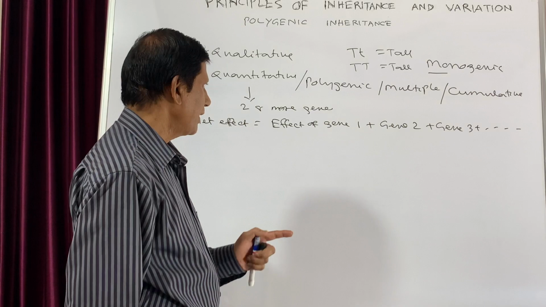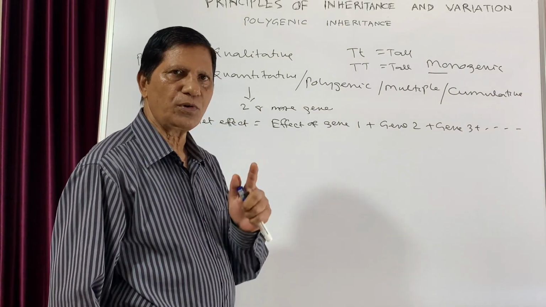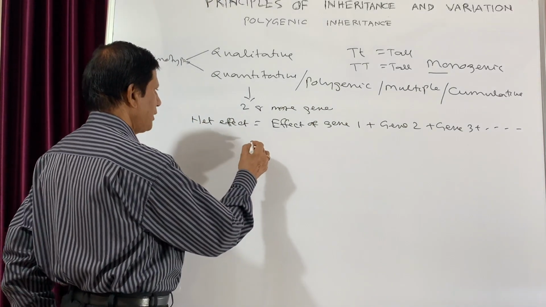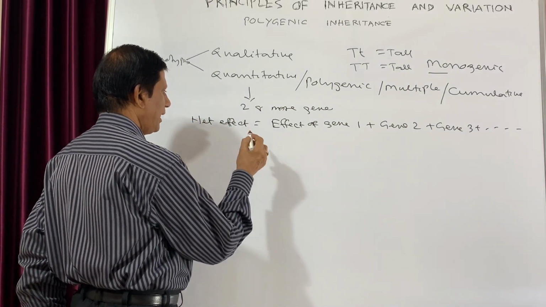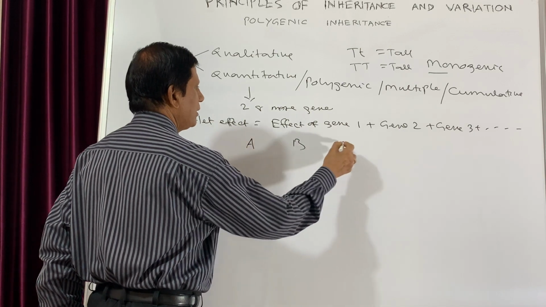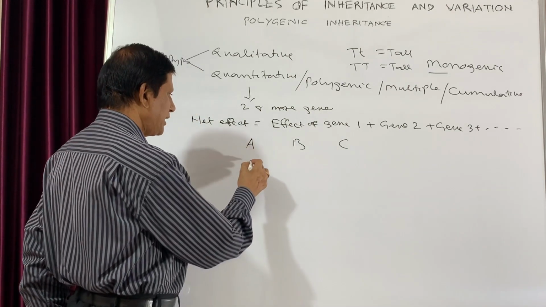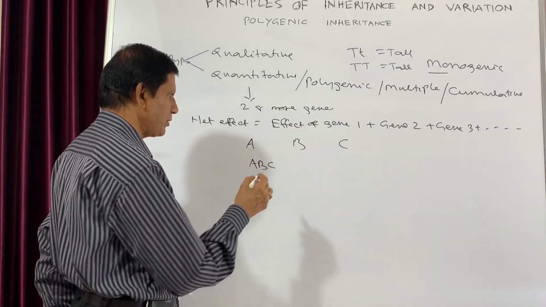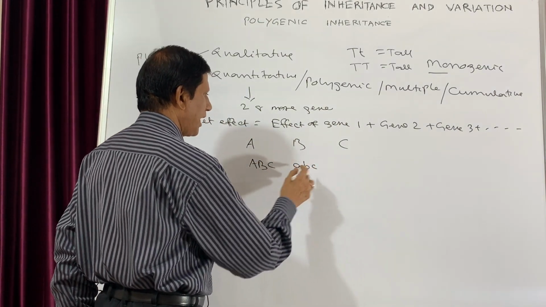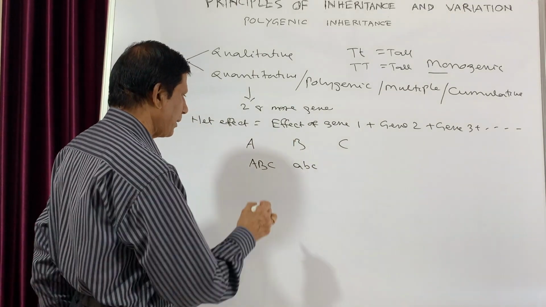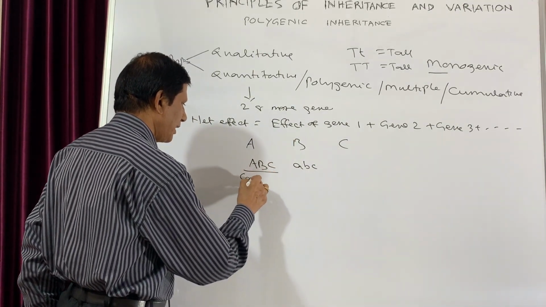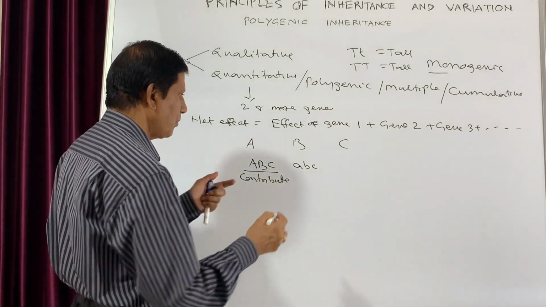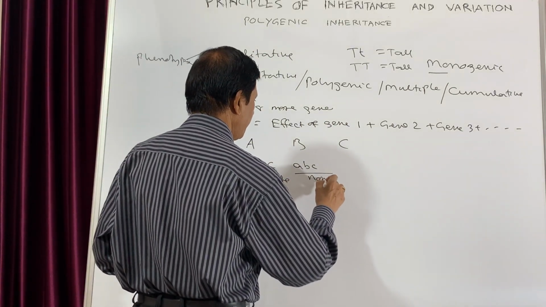And again, in each case, it is only the dominant allele that is responsible. Suppose there are two genes A and B, and suppose another C. It is only the dominant alleles that are responsible. The recessive alleles are not responsible for the characters. That means the dominant alleles contribute to the character, while the recessive ones are non-contributing.